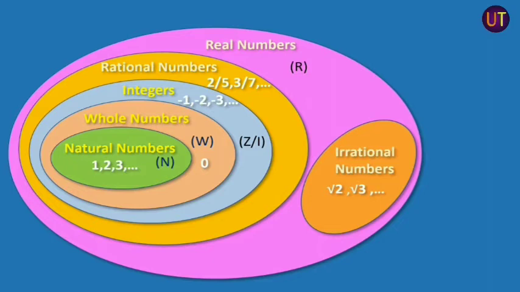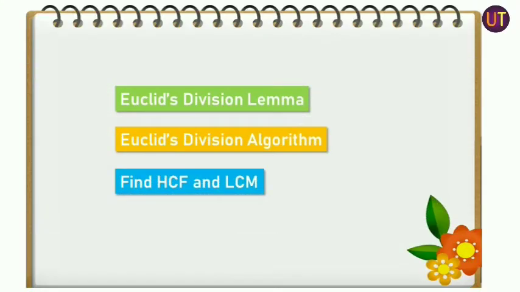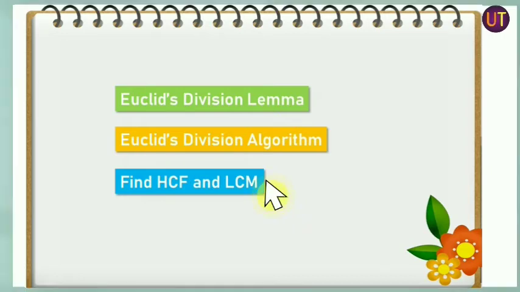Now we will discuss some new topics. What will we study in this chapter? Basically, we learn about Euclid's division lemma and Euclid's division algorithm. On the other side, we also learn about the fundamental theorem of arithmetic. In this session, we will learn how to find HCF and LCM. So let's start.